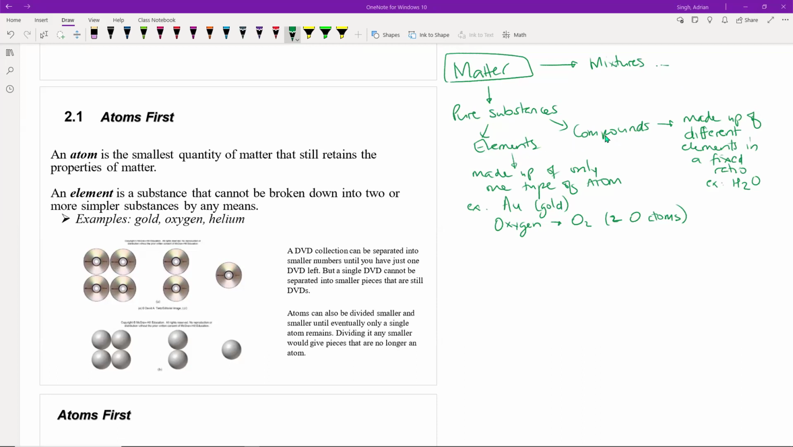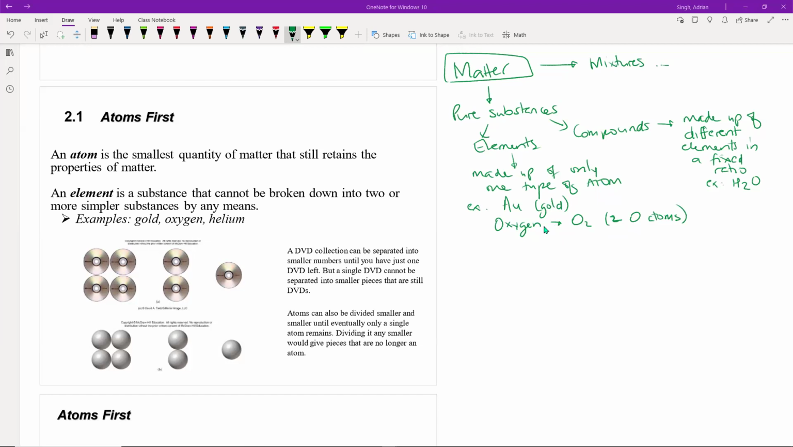And the difference between them stems from the atoms that make up these two categories. So in an element, we have only one type of atom present. For example, if you have a sample of gold, which has the symbol Au, that would be an element because that sample only contains gold atoms. Similarly, if you have a sample of oxygen in a gas canister, for example, that oxygen is O2, that's the oxygen that you breathe in, and that's still only made up of one type of atom. There's only oxygen atoms present in there.